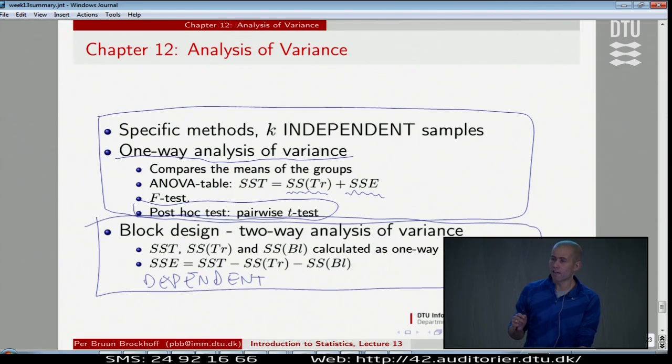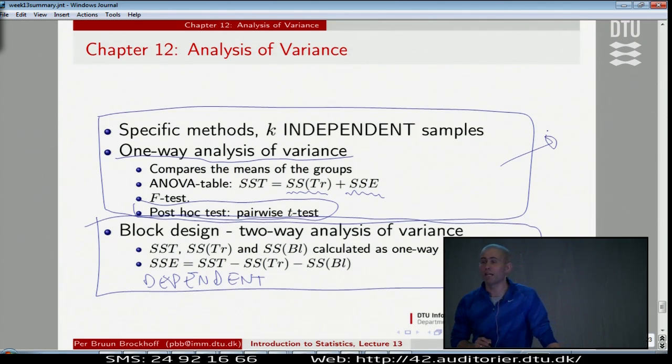Final thing. The dependent part, which is the extension of the two independent samples from chapter 7-8. This is the extension of the two paired samples, because if I have many samples, then you cannot call them paired, but then we call them blocked or dependent.